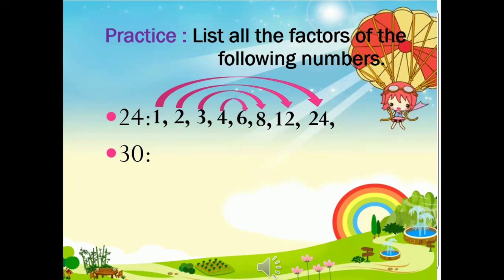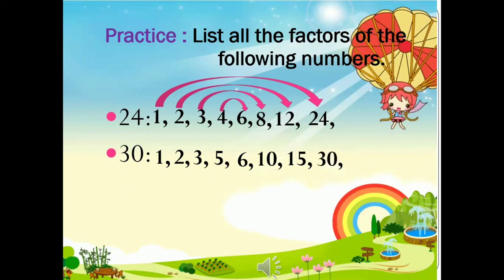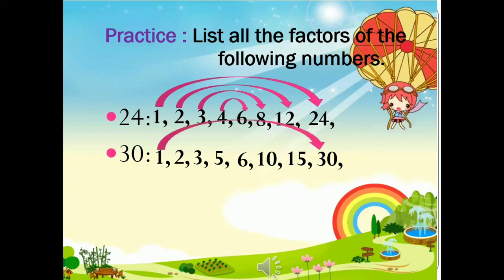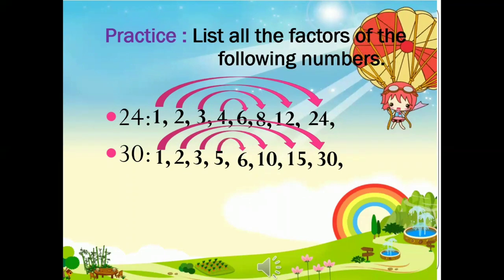Okay, next, how about 30? What are the factors of 30? We have 1, 2, 3, 5, 6, 10, 15, and 30. Now let's check again if we didn't miss any factors. 1 times 30 is 30. 2 times 15 is 30. 3 times 10 is 30. 5 times 6 is 30. Okay, so it's complete.